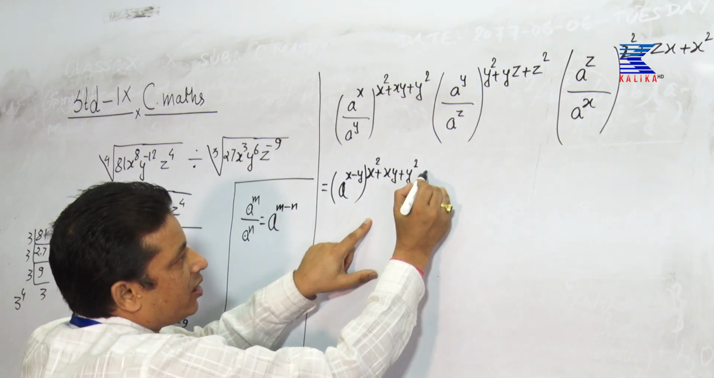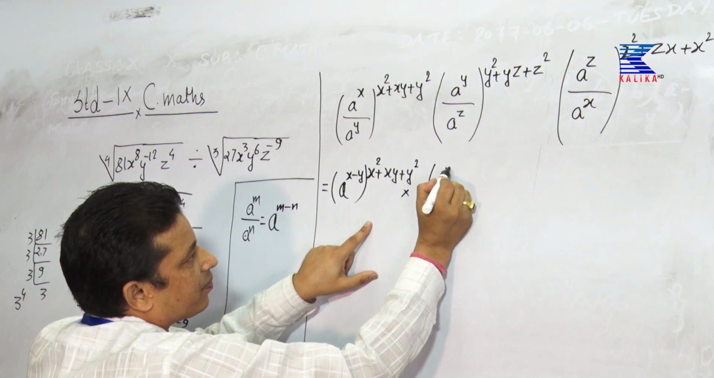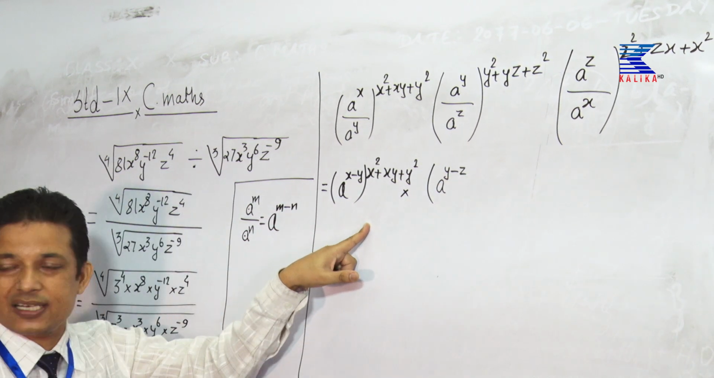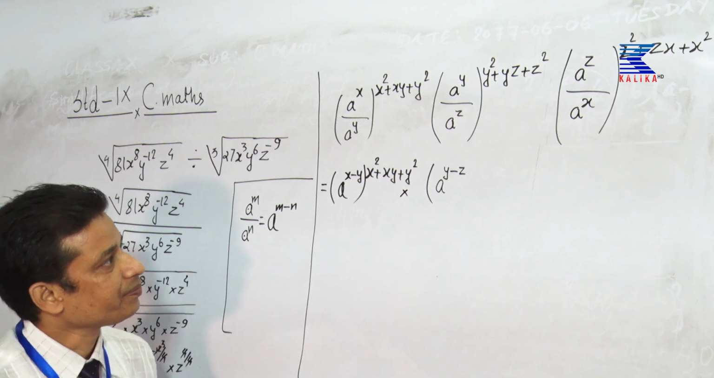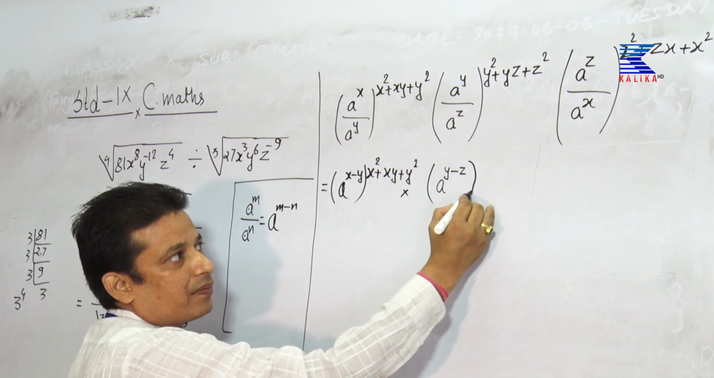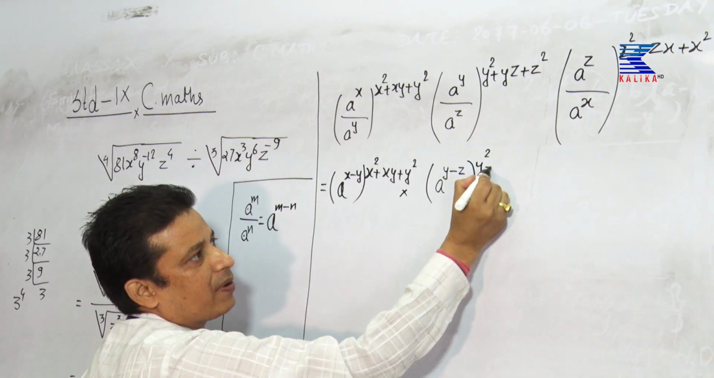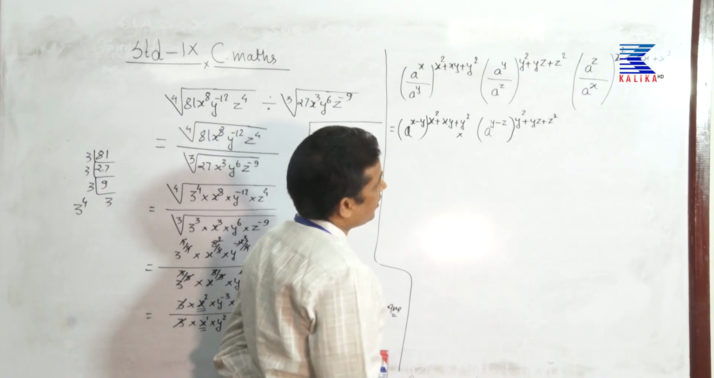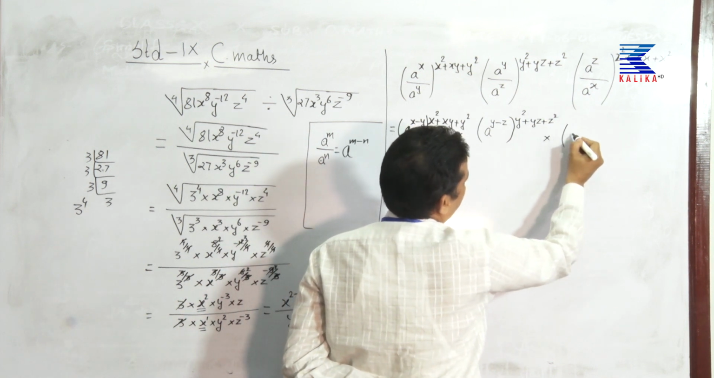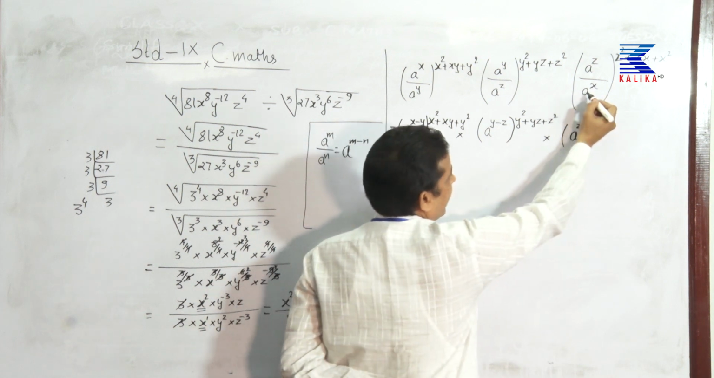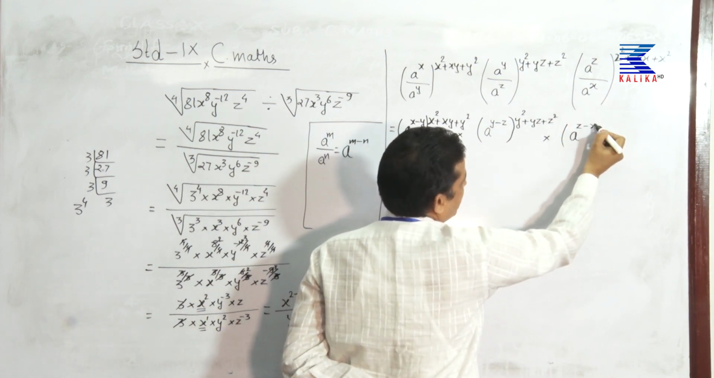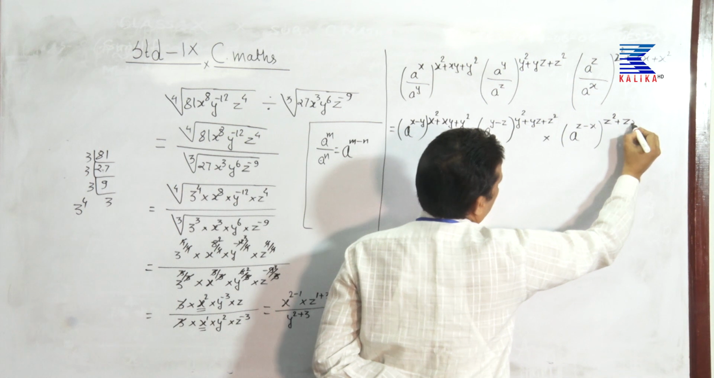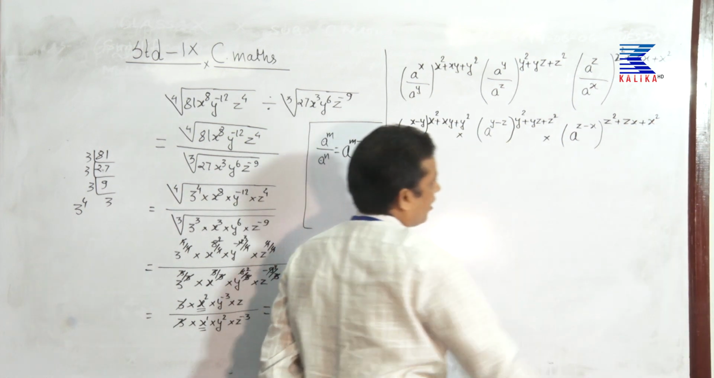Follow the same process, dear student. This one is a to the power y. This z, when a to the power z goes up, the power becomes negative, a to the power minus z, and finally it will be y minus z, and to the power you can see y square plus yz plus z square. Similarly, for the last term, a to the power z is in the numerator, a to the power x, it goes up, it becomes minus x, to the power z square plus zx plus x square.